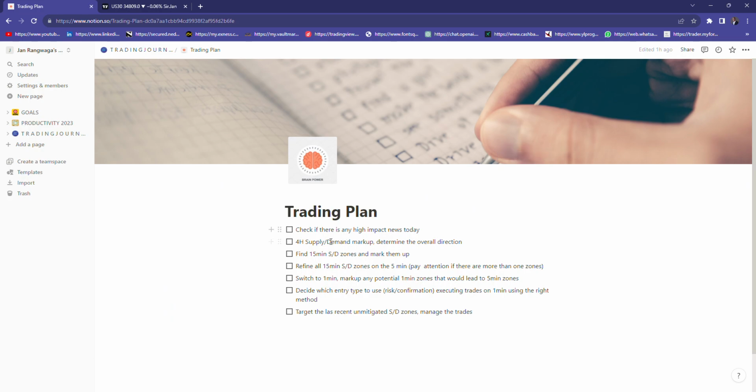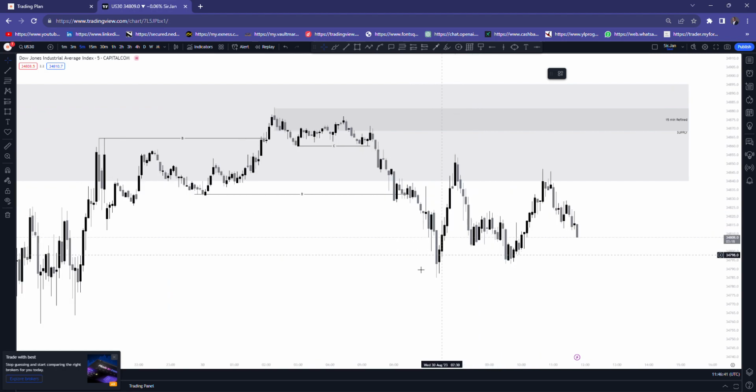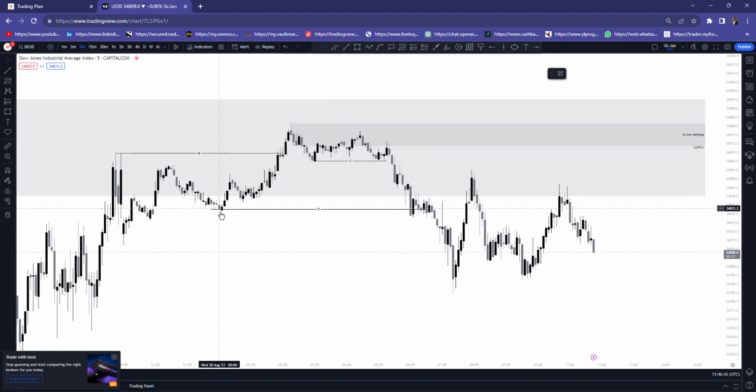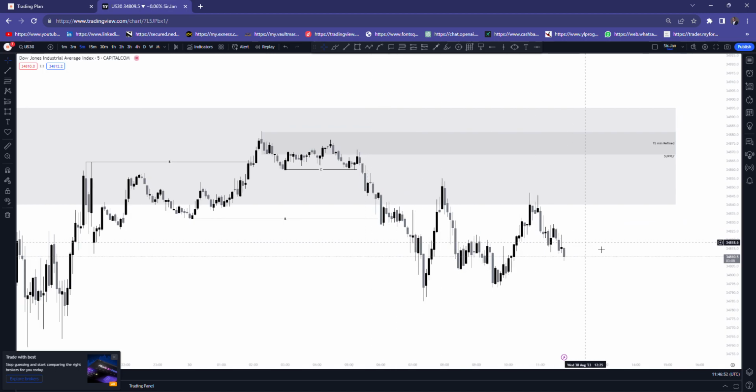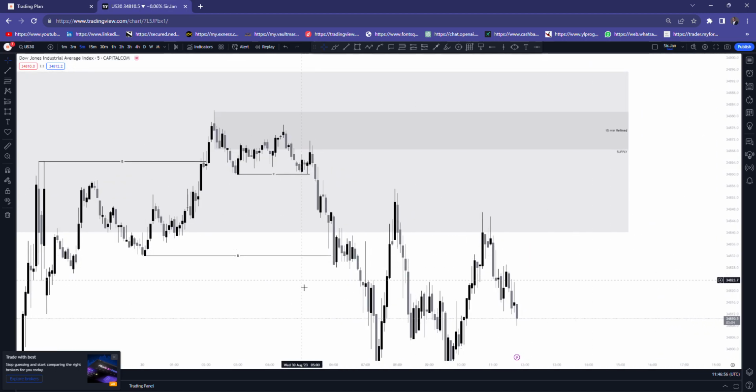Then let's see the plan. We've been on 15-minute zones markups and refined 15-minute zones. On 5 minutes, pay attention if there's more zones, okay? Then we go on 5 minutes. On this area only, let's make this one tidy. Don't pass through other areas unnecessarily.